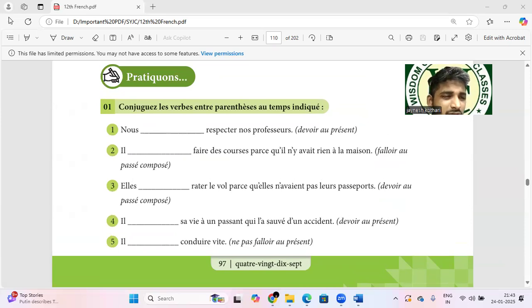First one, nous devons. Okay, now this is present tense. So you learn the conjugation as it is given on page number 197. Okay, we must respect our professors.